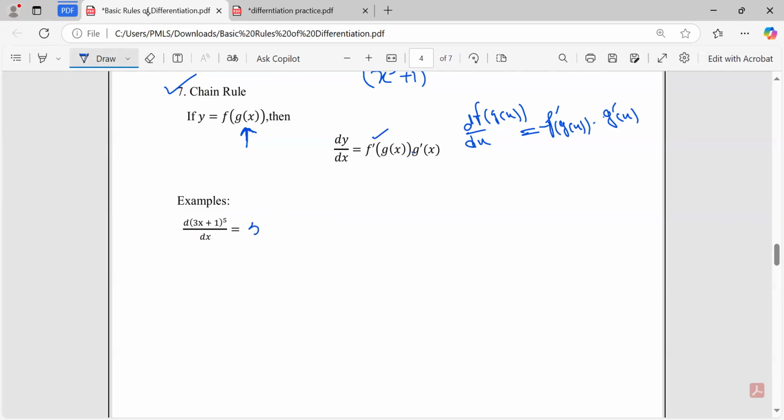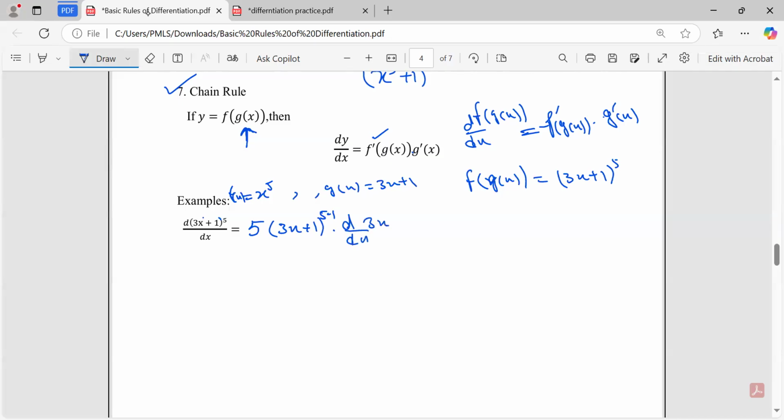We take the derivative of the outer function. So if you see this is a composition, x raised to power 5, for example, is f of x, and in this case g of x is 3x plus 1. If you make the composition f of g of x, you will get 3x plus 1 raised to power 5. Very simple. First of all, take the derivative of the outer function, that will be 5 times 3x plus 1 raised to power 5 minus 1. And then take the derivative of the inside function, which is 3x plus 1.